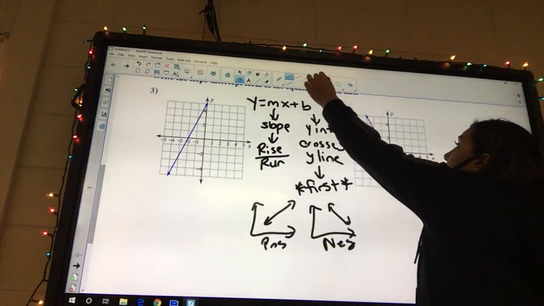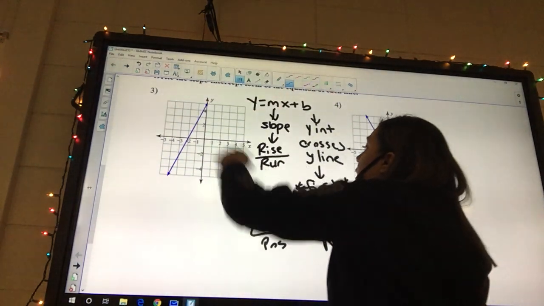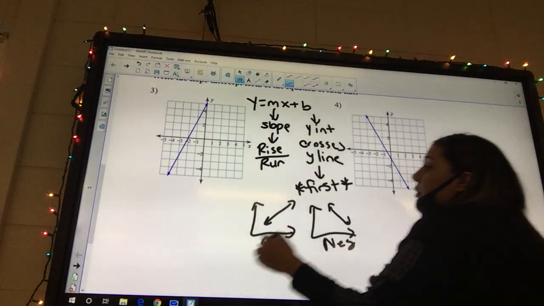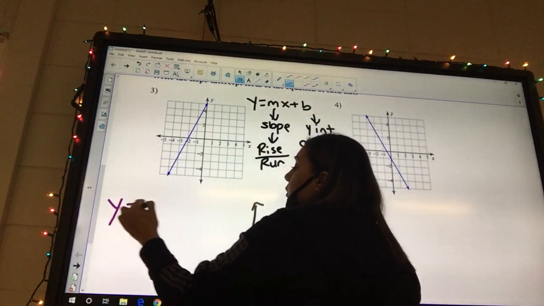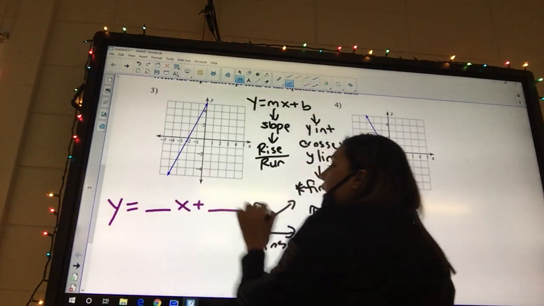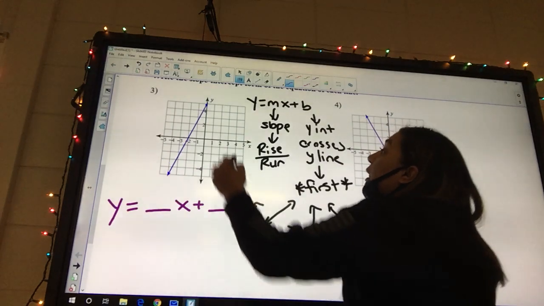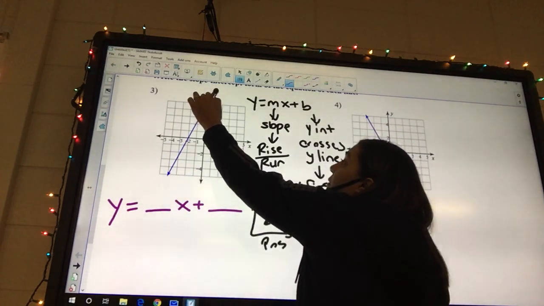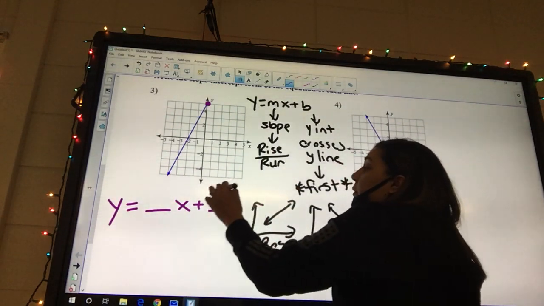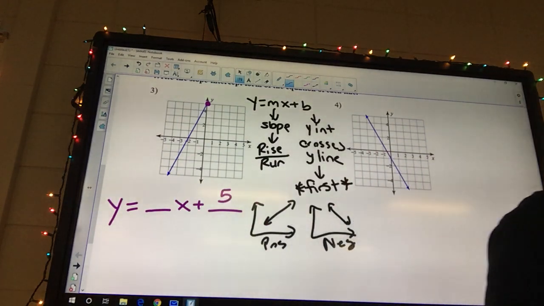Okay, so if we were to do this one, we find this one first. So we really are going to have y equals blank x plus blank. We really just need to find the slope and the y-intercept. So the y-intercept is where it crosses the y line. So that's up here at 5. So we could fill that in. Put a 5 where the y-intercept goes.